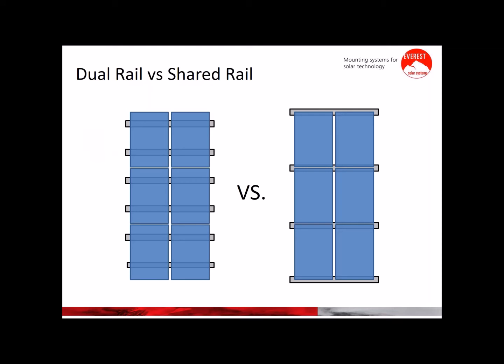Now we're going to talk about the difference between dual rail and shear rail. Dual rail is a typical installation that has been around for decades that includes 2 rails under a module, as you can see in the left picture. A shear rail system is shown on the right side, where a row of modules is shared between 2 rails.